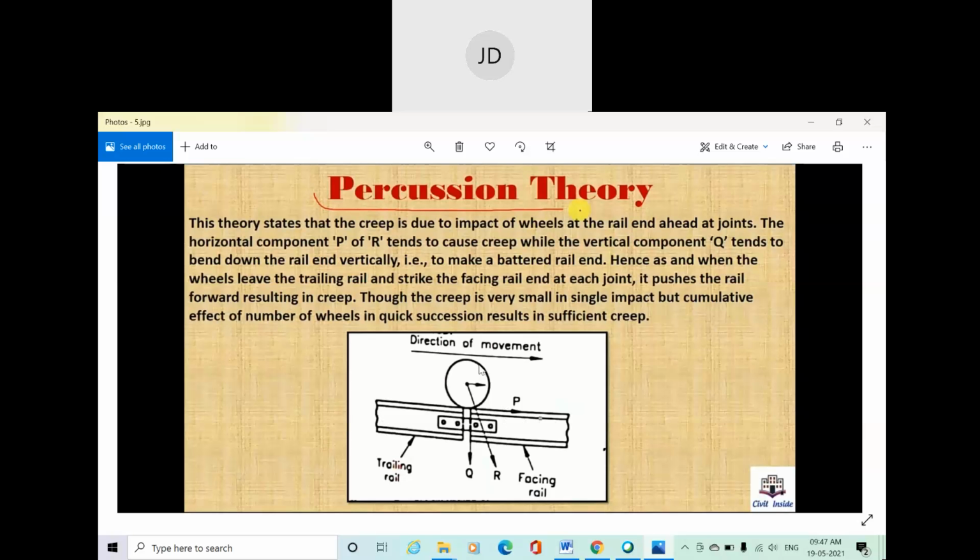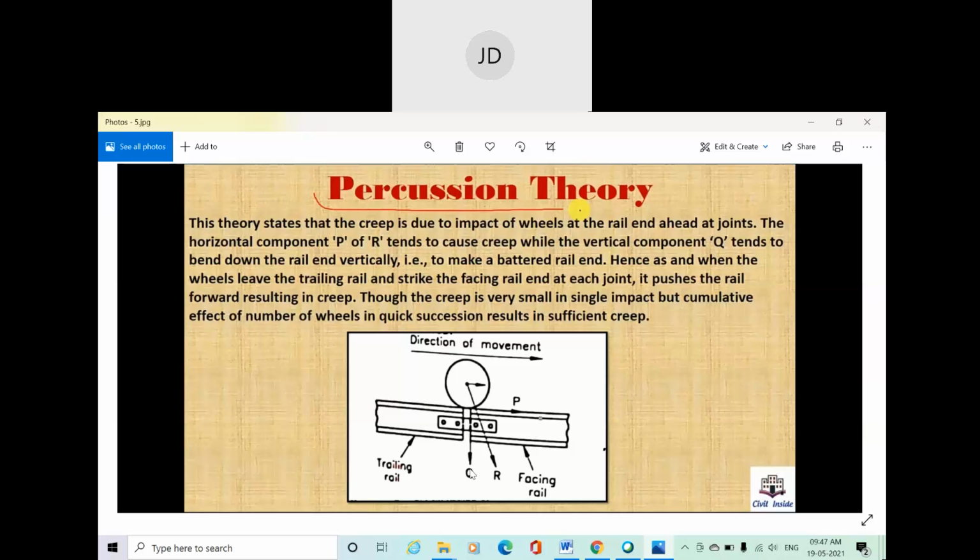Since the train is moving in this direction, at the instant when the wheel touches the joint part, and this is the fishing plate connecting the two rails to each other, what happens at the joint? At the joint, because of the given expansion gap, at this part the load goes directly down.